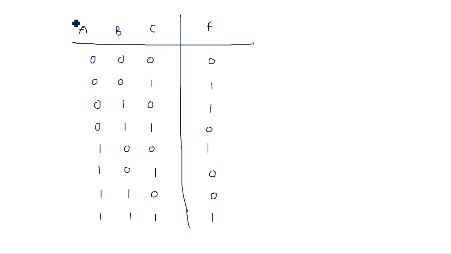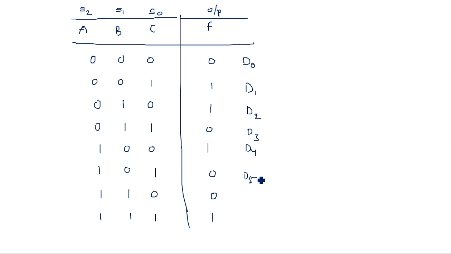These are the selection lines, which you can take as S2, S1, S0, and this is the output function f or y. Now we know that three selection lines give eight inputs. Those eight inputs, which are selected at the output, are D0, D1, D2. We know the basic and standard truth table of an 8 by 1 multiplexer: D3, D4, D5, D6, D7.